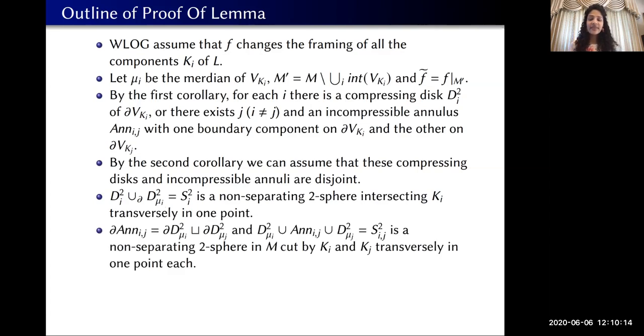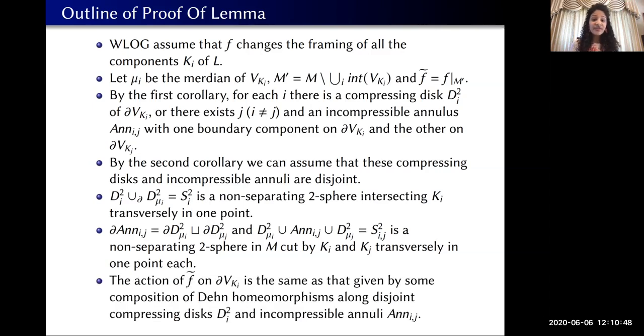Similarly, you can do the same thing for the annulus. One boundary component of the annulus is the boundary of this meridian disk, and the second boundary component is the boundary of this meridian disk. And then when you glue the boundaries of the annulus along with the boundaries of these disks, you get another non-separating two sphere in M, which is intersected by Ki and Kj transversely at one point each. Okay, so this is how the non-separating two spheres are constructed.